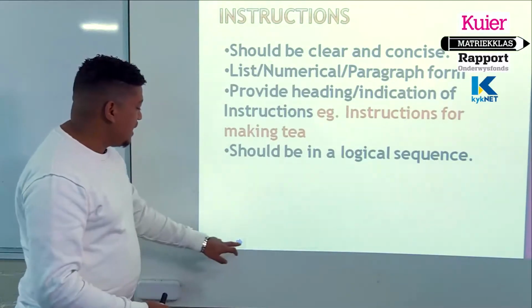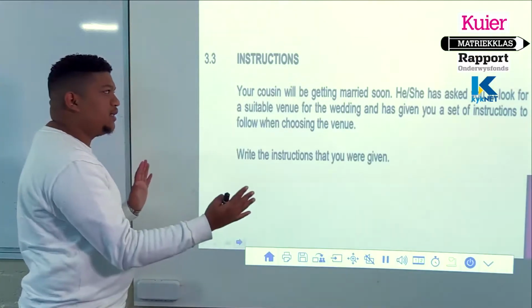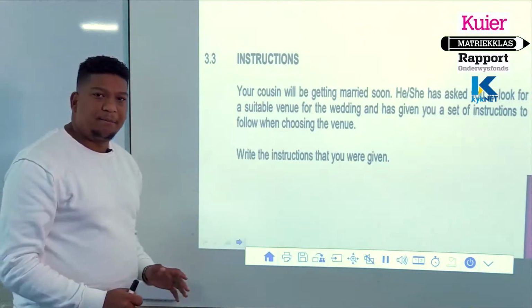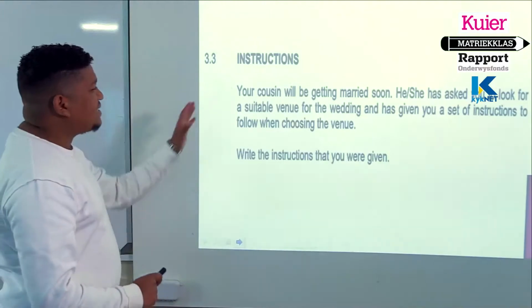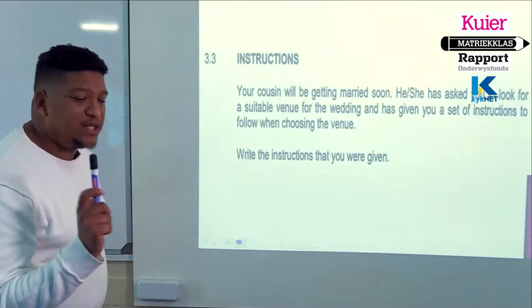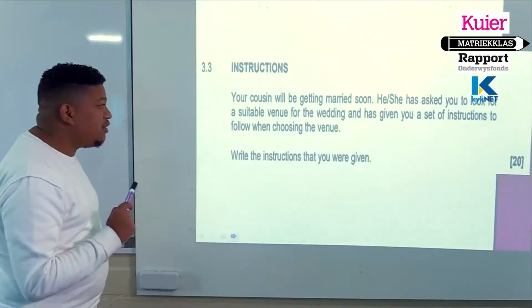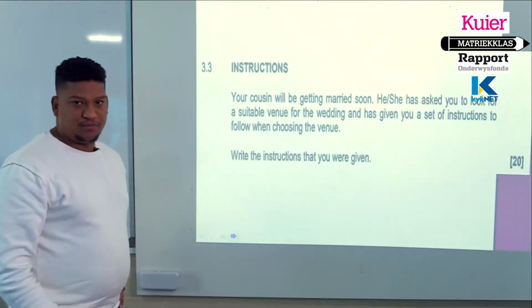We will now look at analyzing and interpreting the instructions. Now, this is a total different type of instruction that is given. It can also become confusing. It says here, your cousin will be getting married soon. Focus on that. Your cousin will be getting married soon. He or she has asked you to look for a suitable venue for the wedding and has given you a set of instructions to follow when choosing the venue. What is the instruction? Write the instructions that you were given, which means our main focus here, grade 12, is the venue.